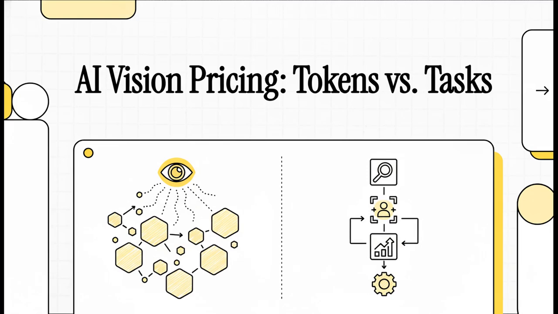So when you get an AI to see something, an image, a video, whatever, how do you actually get the bill for that? It's a really important question because there are two totally different ways companies charge for this stuff. And honestly, picking the wrong one could be the difference between a smart investment and a whopper of an unexpected bill. So let's get into it and break down the two big ideas behind AI vision pricing.